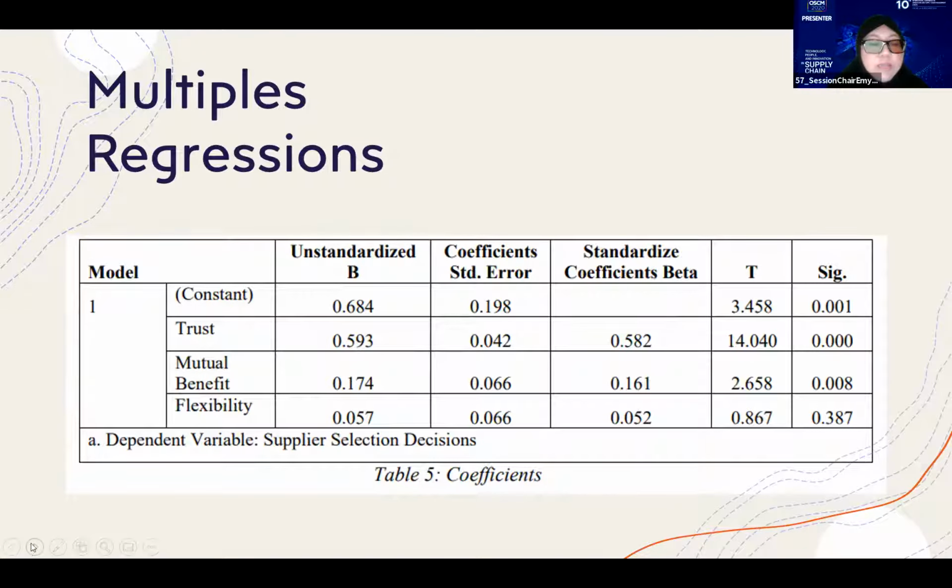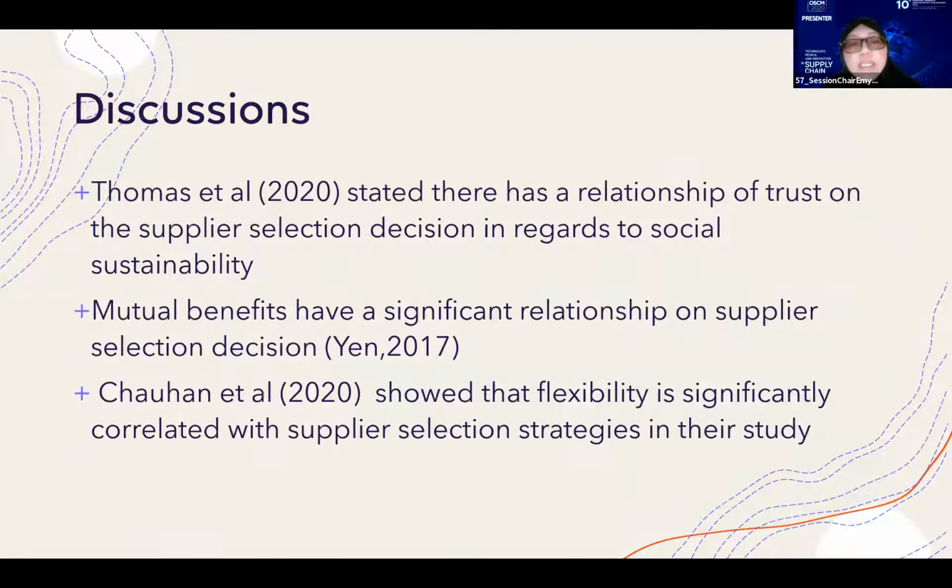values compared to others. So in discussions, based on Thomas, it stated that all of the GUANXI attributes do have an impact with the supplier selection decision. In his paper, it is more towards social sustainability. So in this paper, it is more on supplier selection decision on choosing what is the right supplier for their businesses.